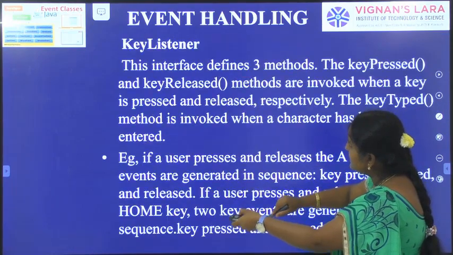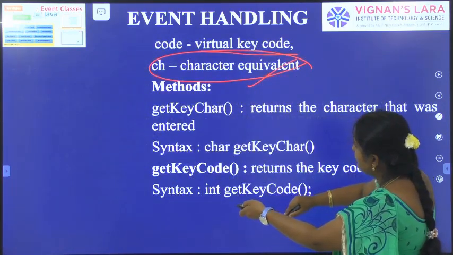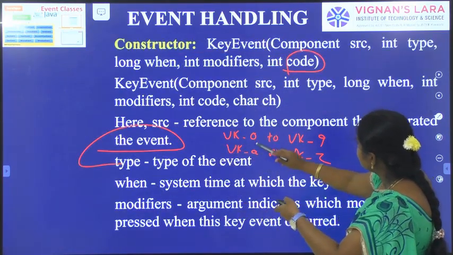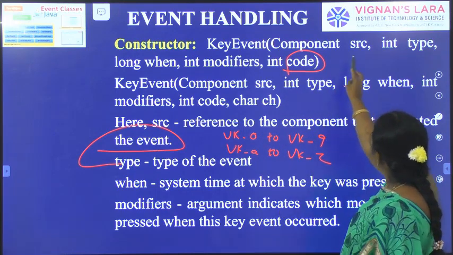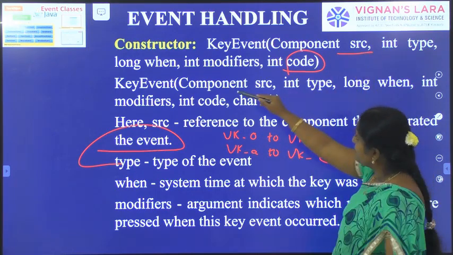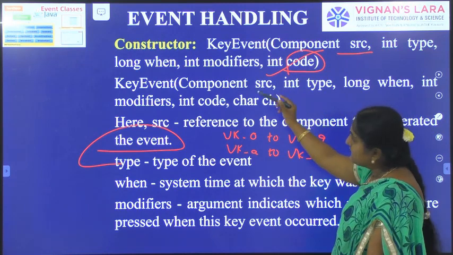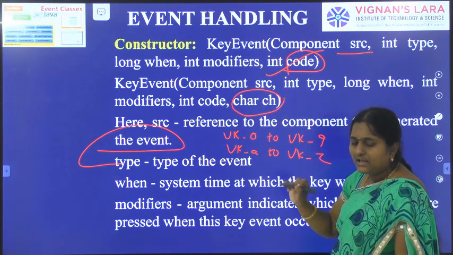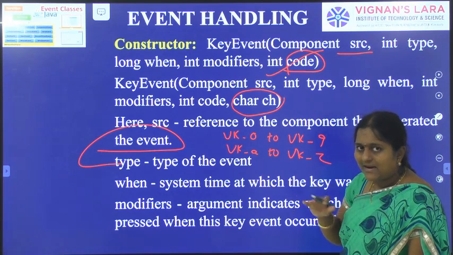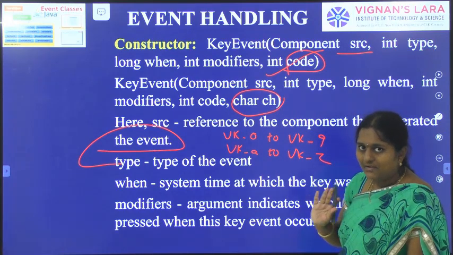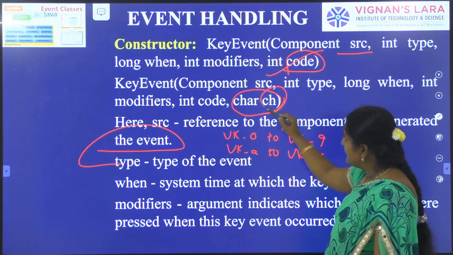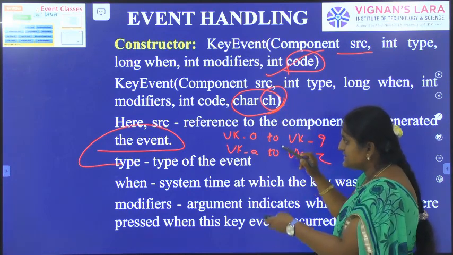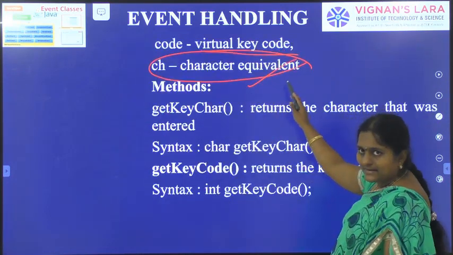In the first constructor, the arguments are component src, type, long when, int modifiers, int code. The second constructor has one more argument, that is ch. On our keyboard, some keys like Windows do not have an ASCII code. ch is the character equivalent.